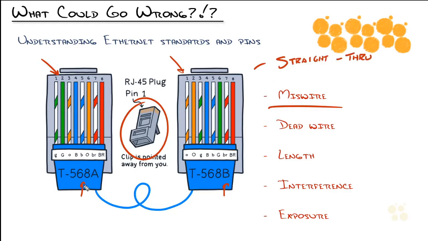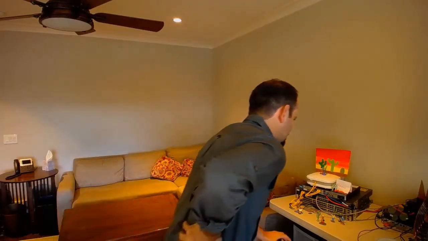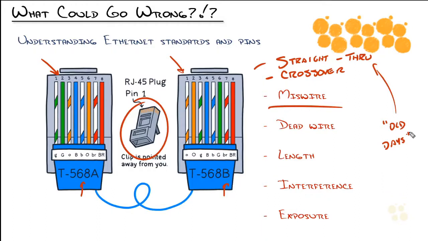If you take T568A on one side and B on the other, you create what's known as a crossover cable. In the old days, oh my back, devices used to require that you would use a crossover cable when you were connecting like devices, like a switch to a switch, or a hub to a hub, or a computer to a computer, because it actually will flip the send and receive pairs so that the send over here connects to the receive over here, and they can actually communicate.